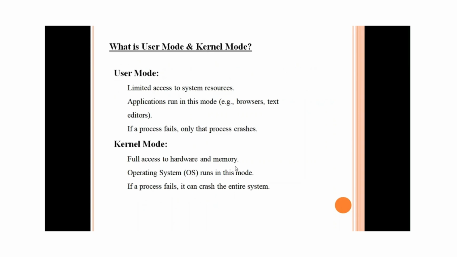What is user mode and what is kernel mode? User mode allows limited access to the system resources, and applications run in this mode. Only the main applications run in this mode, and if any of them fails, the process will crash. Examples of programs that run in user mode are browsers and text editors. Kernel mode gives full access to the hardware and memory. In kernel mode, majorly the operating system runs. If the operating system or a process fails, then it crashes the entire system.